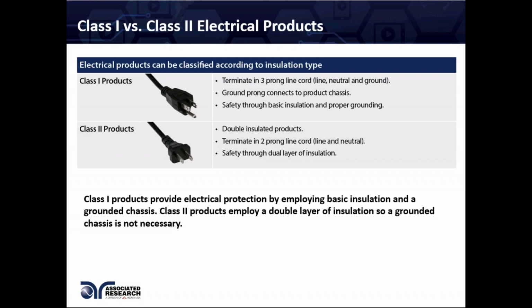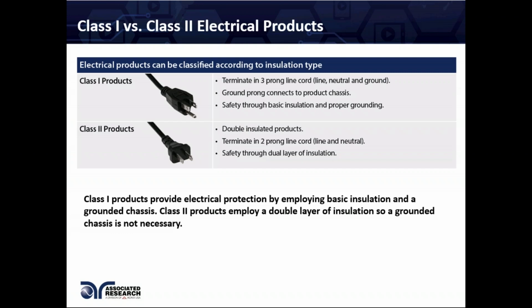Then we have the class 2 products, which normally terminate in a 2-prong line cord. So there's no ground. The third prong, which is the ground, is missing. This is made up for by using a double insulated or dual layer of insulation, or double insulating the product. Now, as we know from some of our past webinars, there's ground and then there's insulation. Both of these are considered barriers from electric shock. So for a class 2 product, since there is no ground, the product is double insulated, and that's the only safety barrier that you have.